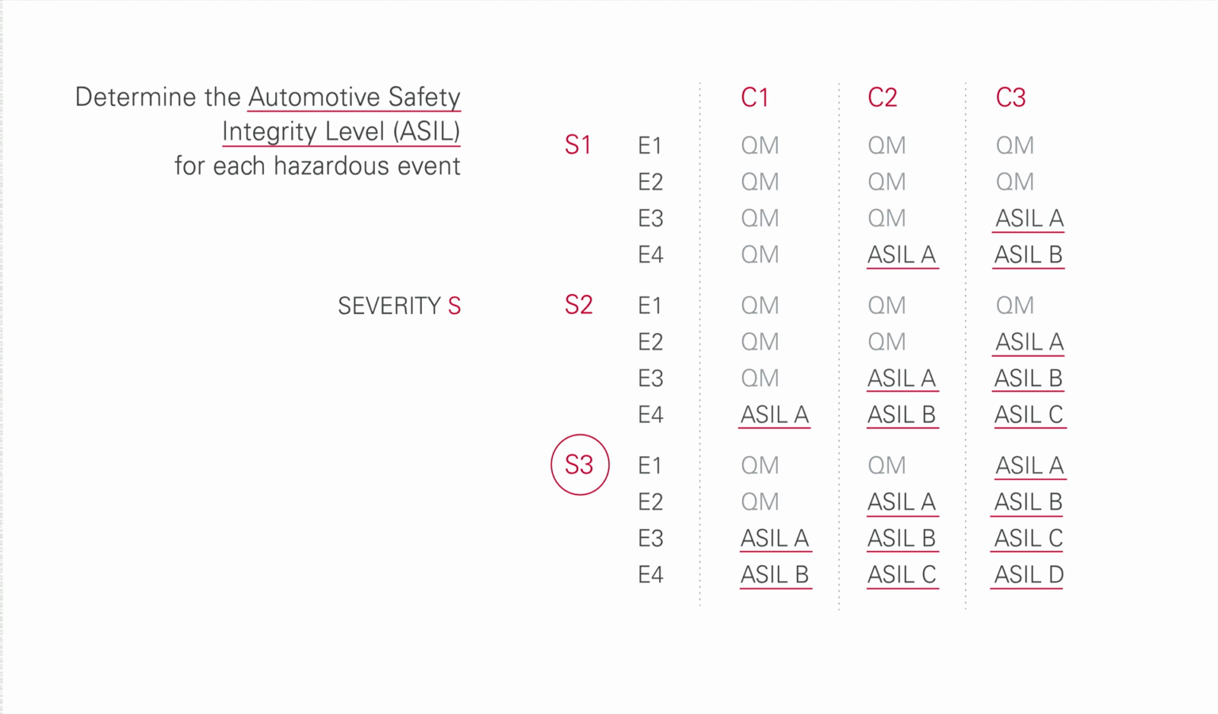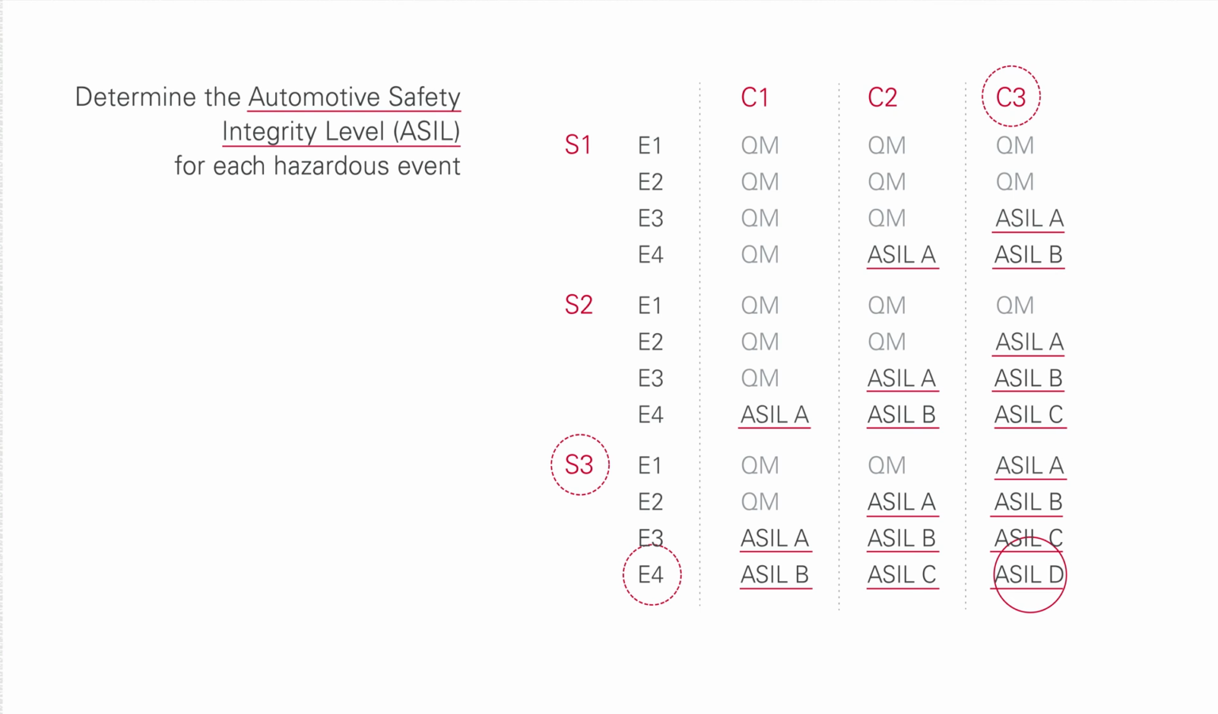Worst case scenario, you have a hazardous event that can result in fatal injury, S3. Vehicles are often in an operating situation where this can happen, E4, and injury can be avoided in less than 90% of cases, C3. Such an event will receive ASIL D, which means the strictest ISO 26262 requirements must be applied to prevent the event happening.